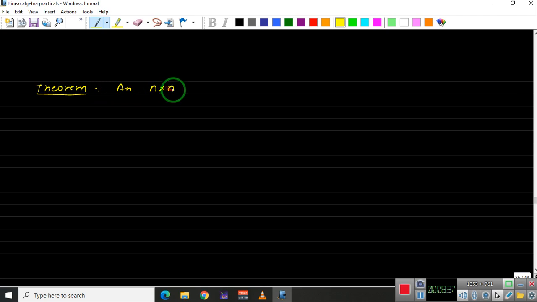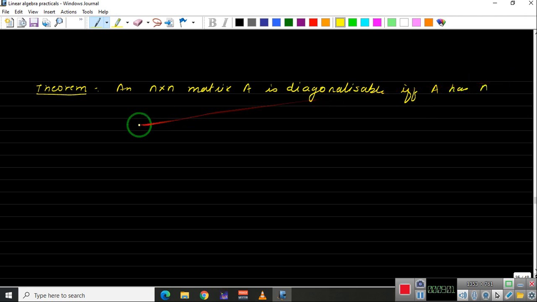An n by n matrix A is diagonalizable if and only if, this is an if and only if statement, A has n linearly independent eigenvectors.